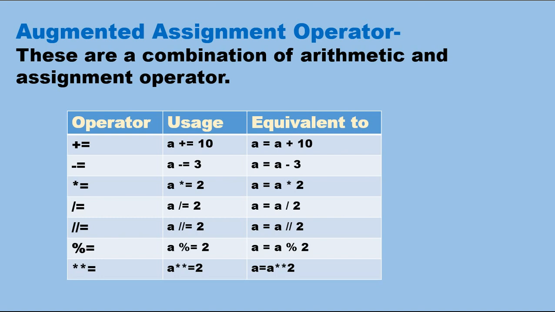Now, if I have written a plus equal to 10, that means it is equivalent to a is equal to a plus 10. In the same way, if I have written a minus equal to 3, then it is equivalent to a is equal to a minus 3. In the same way, this is applicable for all the augmented assignment operators.